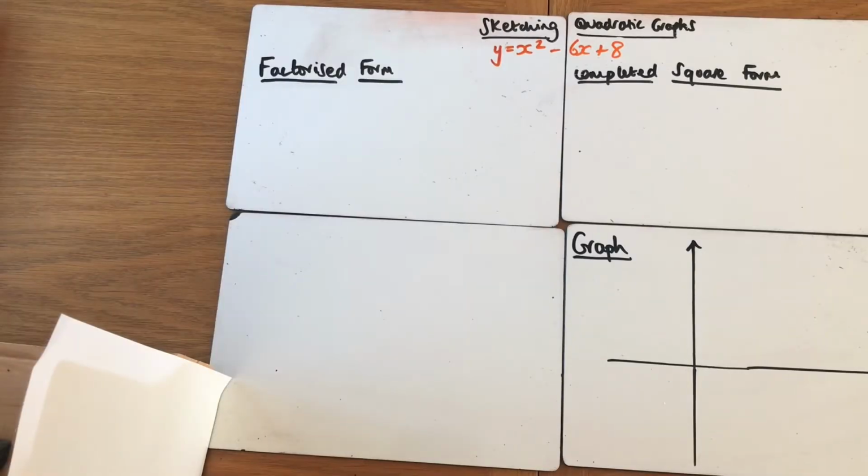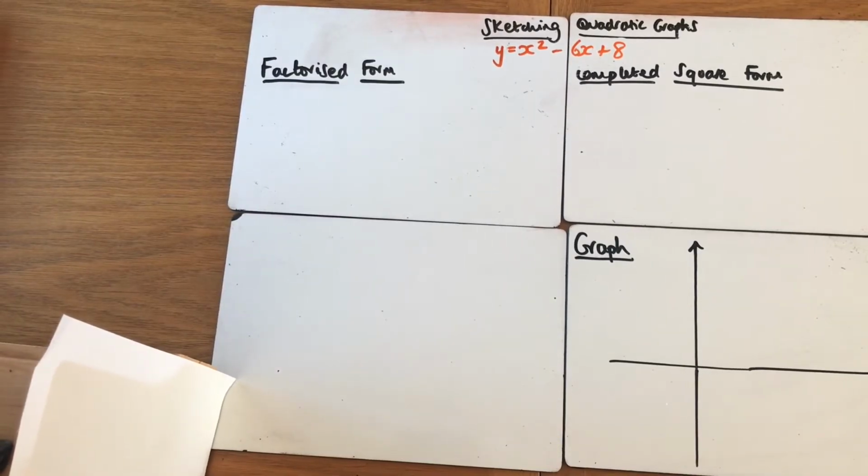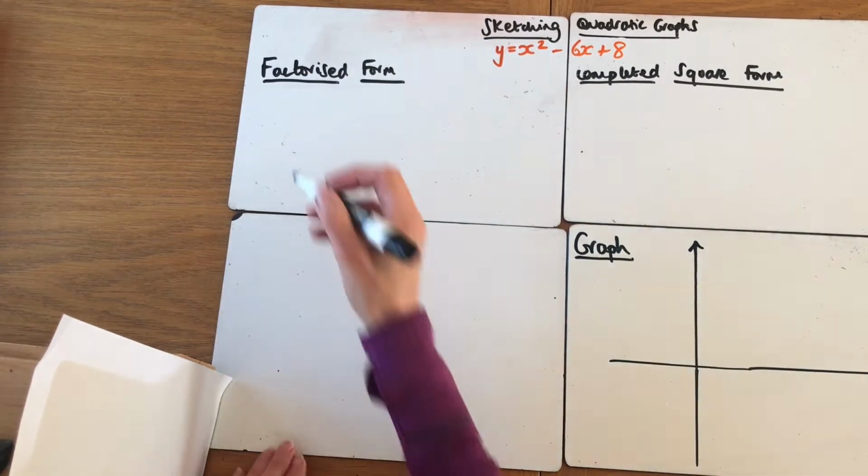This video is about sketching quadratic graphs and how we can use different forms of the quadratic to give us information about the different features of the graph. We've done some of this before using the factorised form to find the x-intercepts, but now we're going to have a look at how the completed the square form can also help us identify some features of the graph. So let's start with the factorised form.